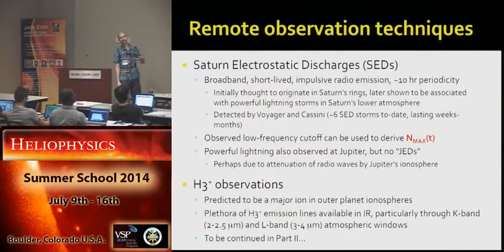And that's complementary to the radio occultation profiles. Another major remote observation technique is H3+. And as we just described earlier, it's predicted to be a major ion in the outer planet ionospheres. There are many emission lines in H3+ available in the infrared, in particular in the K-band and L-band atmospheric windows. But I'm going to leave this for the next lecture.